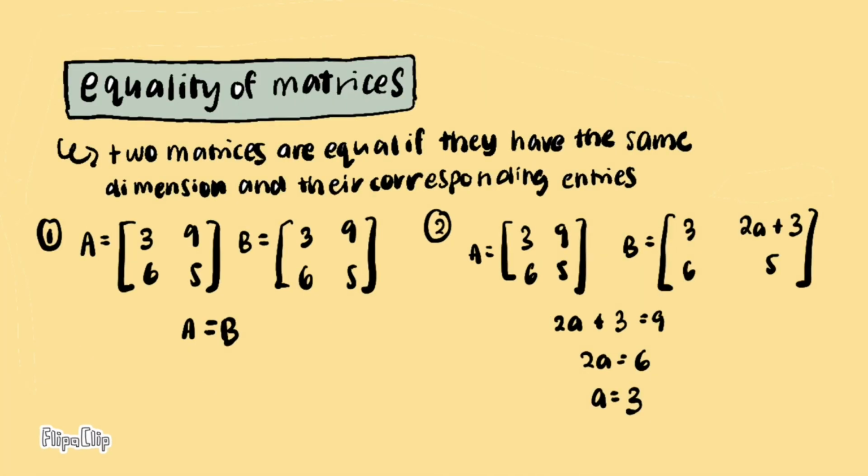Equality of matrices is actually a very easy one, because to understand this, you only need to refer to 2 different matrices, and both matrices are said to be equal when their dimensions and corresponding entries are exactly the same.